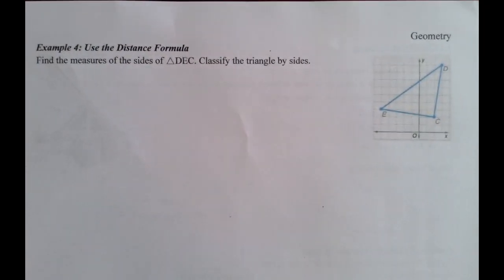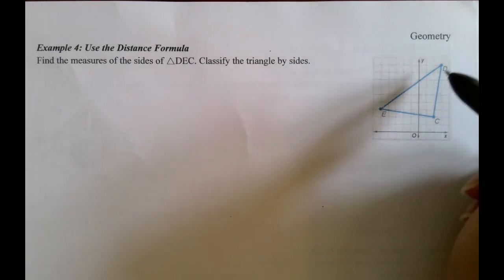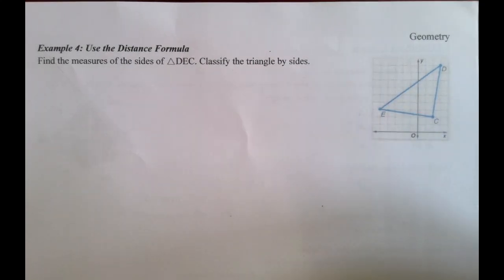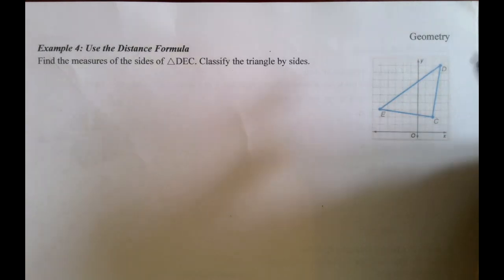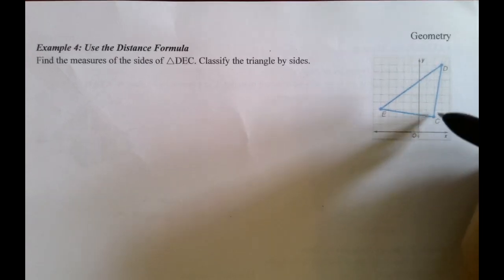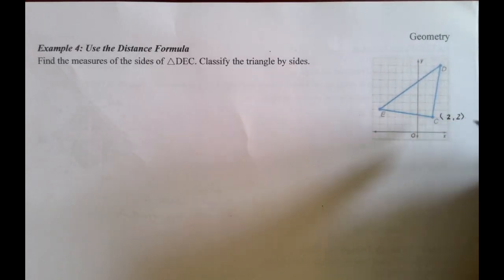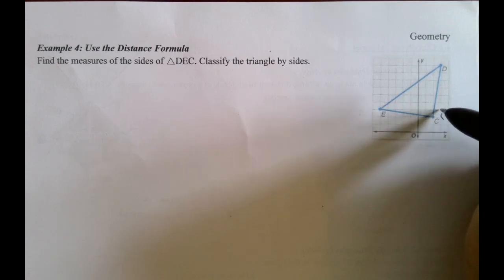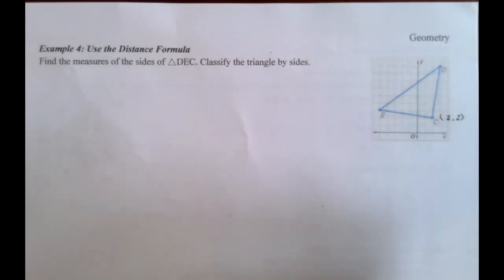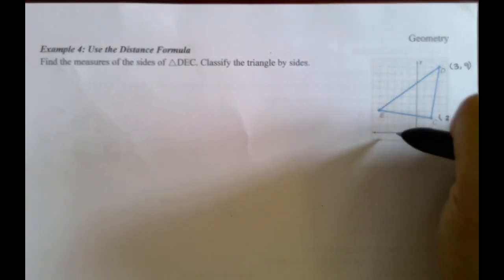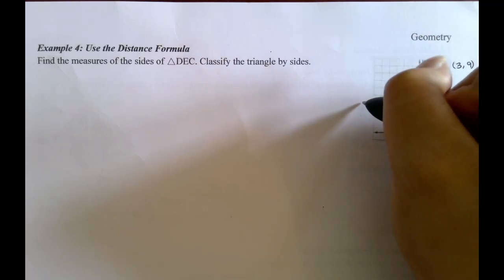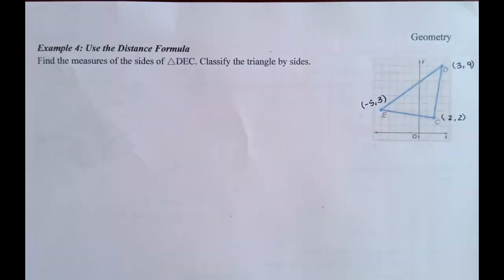Okay, so last one here is we're going to be using the distance formula. So we're going to find the measure of the sides of triangle DEC, and then based on the length of each side, we're going to classify the triangle by sides. So I'm going to first start by finding the ordered pair for each one. So C here is 2, 2. D here is 1, 2, 3, 1, 2, 3, 4, 5, 6, 7, 8, 9, so 3, 9. And then E here is 1, 2, 3, 4, 5, 1, 2, 3, so negative 5, 3.